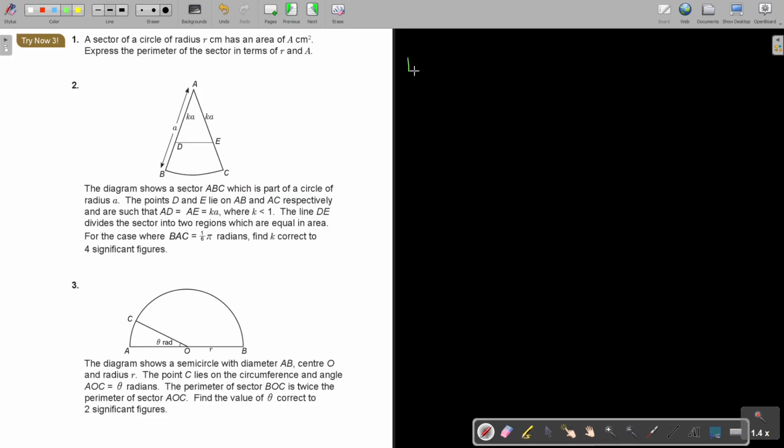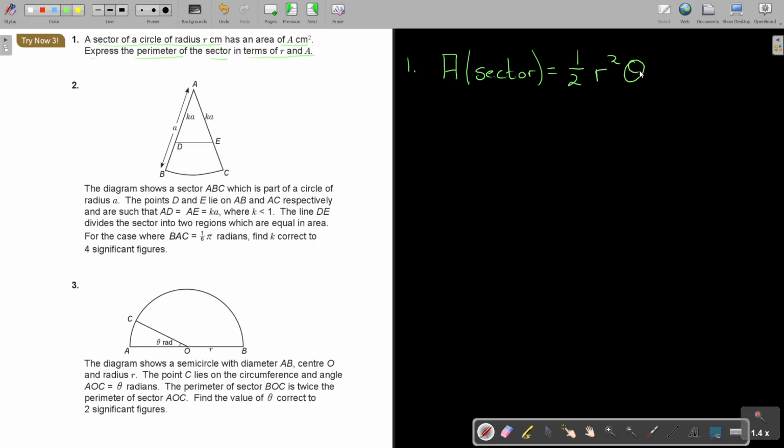So a sector of a circle, with radius r, okay, has an area of A. Express the perimeter of the sector in terms of r and A. And this is nice if they phrase the question like this. But let's start. We have the area of a sector. Write down the formula. You know the formula. I think it's on the formula page also. So it's half r squared theta.